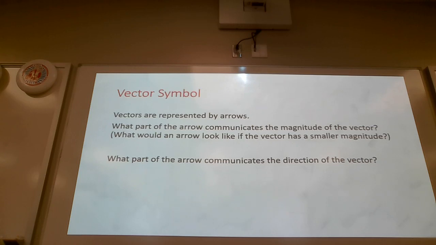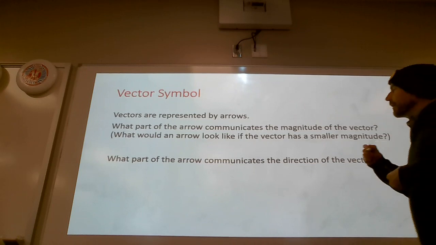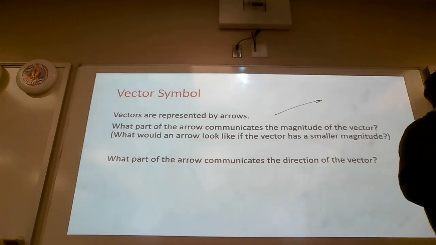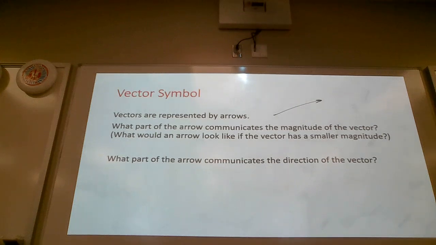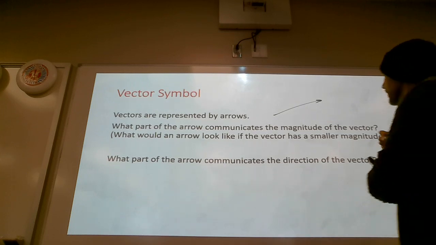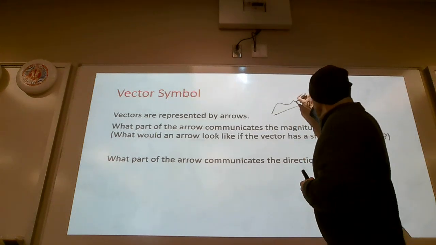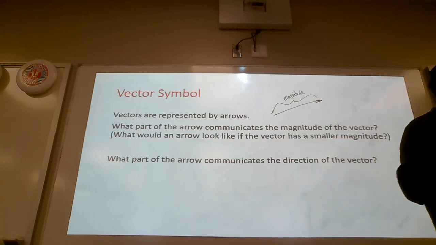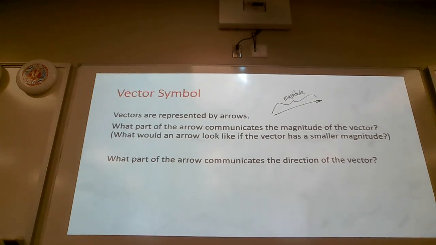Okay, so a vector can be represented with an arrow. So the way the arrow is pointing communicates direction. That's pretty self-explanatory. But the magnitude, that is communicated by the length of the arrow. The longer the arrow, the greater the number, the greater the value of that vector. Okay.